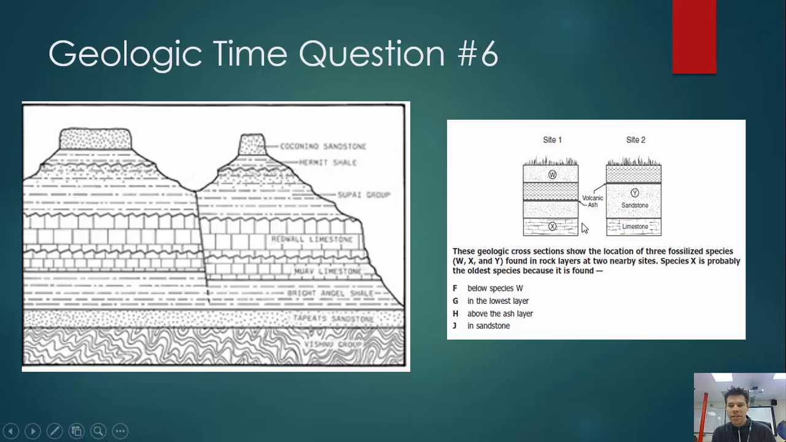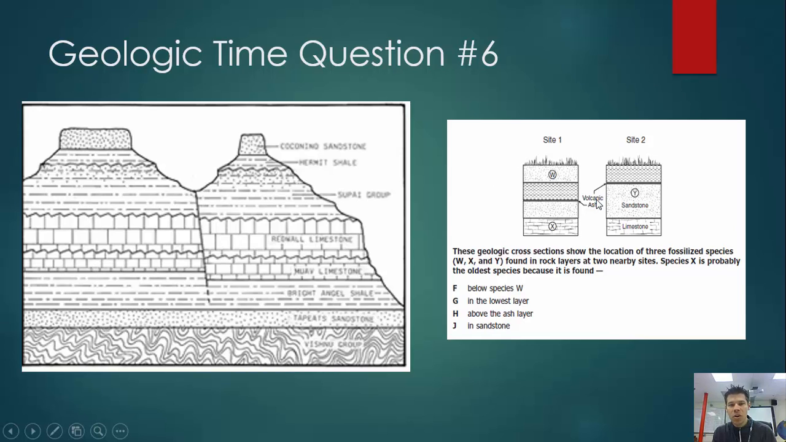These geologic cross-sections show the location of 3 fossilized species, W, X, down here, and Y, found in rock layers at 2 nearby sites. Species X is probably the oldest species because it is found. So it's telling you species X is the oldest, but it's asking you why. And the reason that species X is probably the oldest species is because it's in the oldest rocks. And we know that the oldest rocks are always at the bottom.